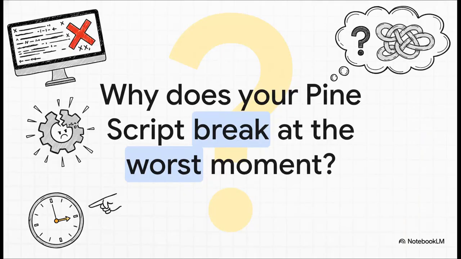You know the feeling, right? You're in the zone, you're building this amazing new indicator, you make one tiny tweak, you hit save, and boom, a totally cryptic compilation error pops up. Well, 9 times out of 10, the real villain is a misunderstanding of how Pine script handles values over time.